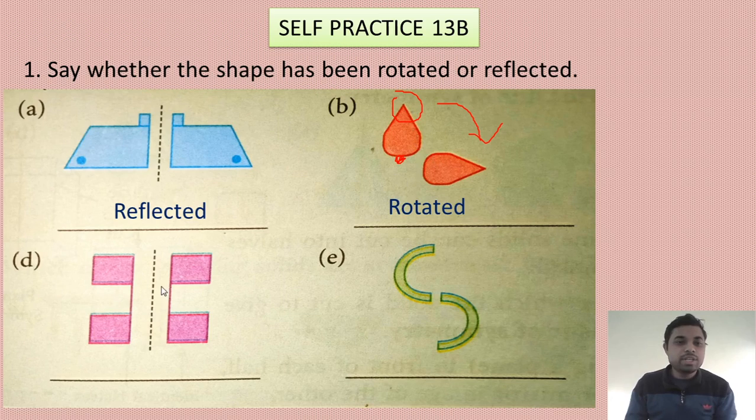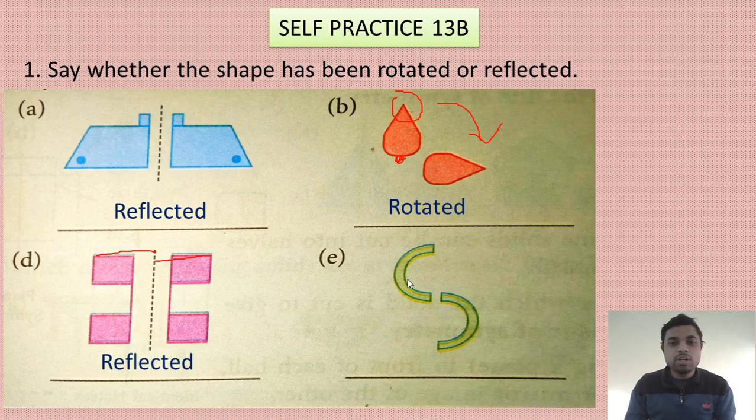Next, D. Again here the middle line is given. Okay, and the distance from this point and this point are equal. Any point, the distance from this point to the mirror and the distance from this point to the mirror are equal. So this is also reflected.